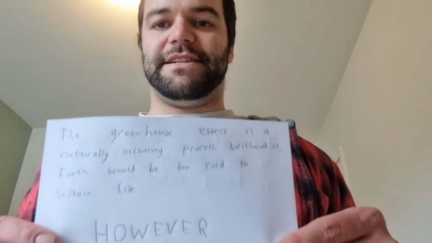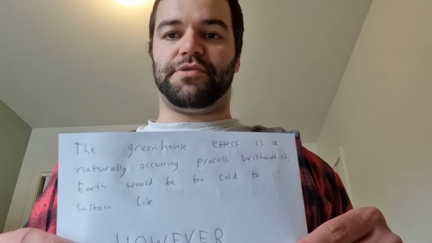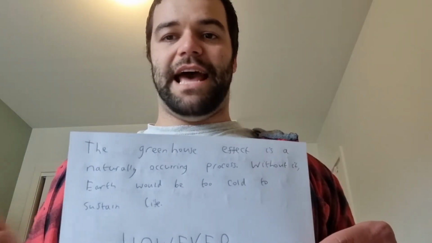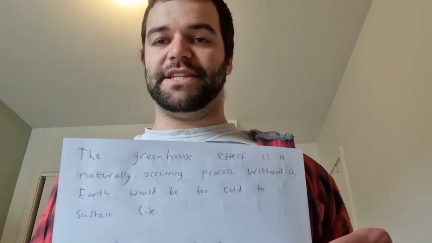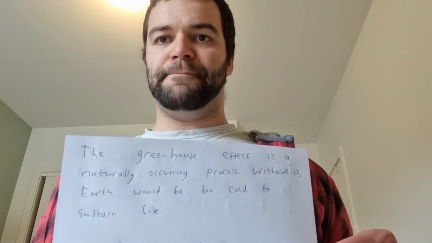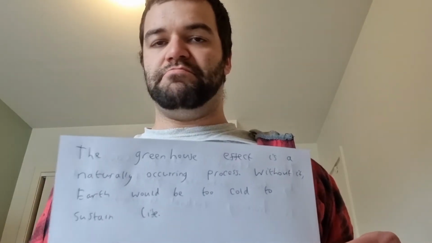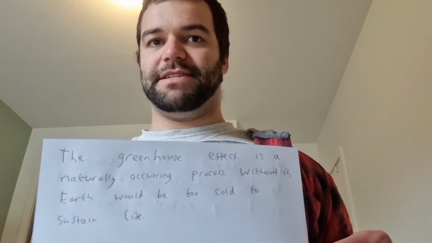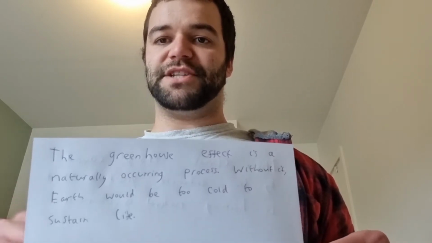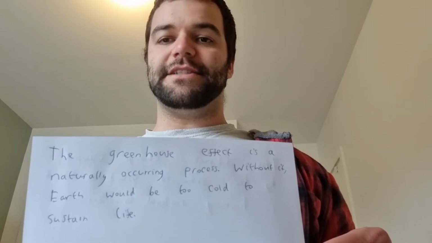So this greenhouse effect is a naturally occurring process, and if we didn't have the greenhouse effect, Earth would actually be too cold to sustain life. So for all the time since the atmosphere has been forming, things like water vapour and carbon dioxide have been trapping heat in Earth. So that aspect of it is natural.